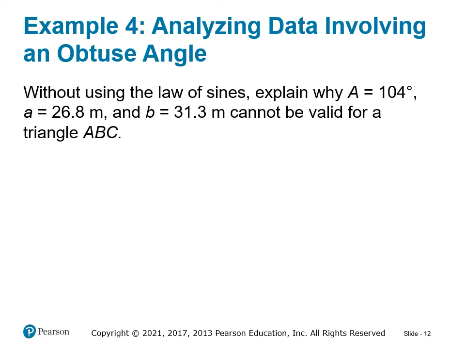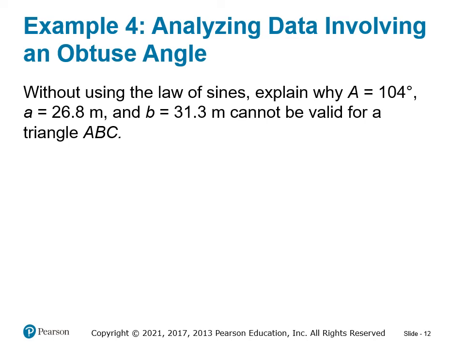What happens if we have an obtuse angle? Notice, without using the law of sines, explain why A equals 104, little a equals 26.8, and little b equals 31.3 cannot be valid for a triangle ABC. So hit pause and see if you can figure out why that would be the case with these specific measurements, okay? We certainly have enough bandwidth.